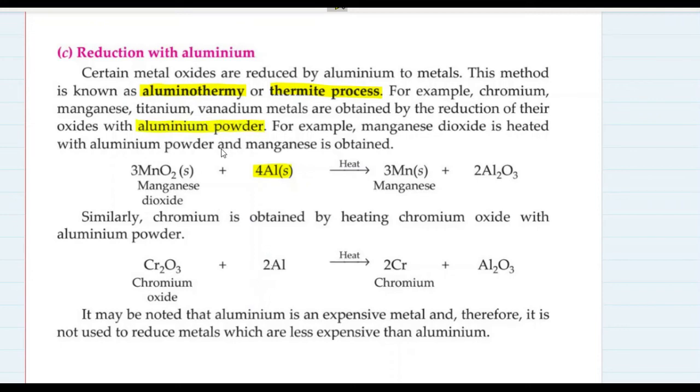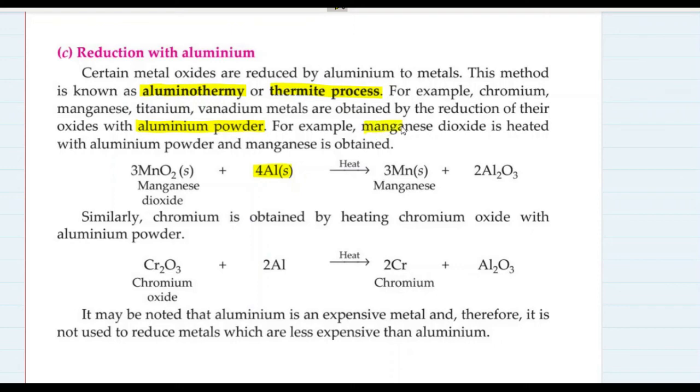So initially we started with coke, right, for reduction. No, initially we started with just heating, plain heating. Then we said that for some moderately reactive metal, strong heating does not work. So we have to use some reducing agents. For example, we used carbon, that is coke. Then we use carbon monoxide. Now we are using aluminium powder. And this process is known as aluminothermy or thermite process.